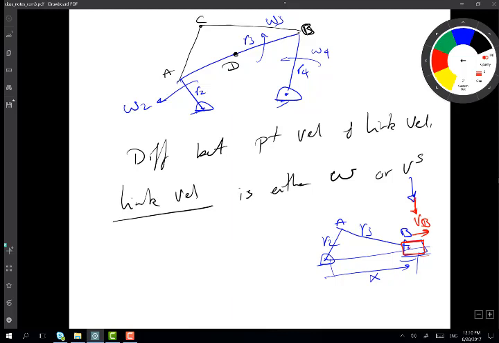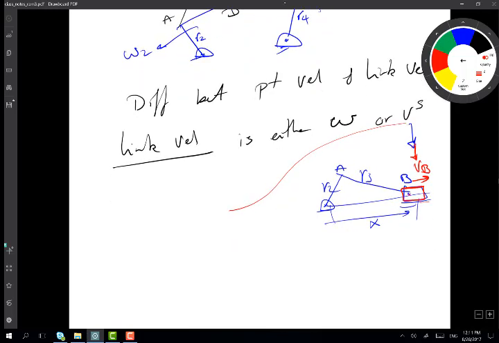And this V sliding, when I use it with a little s on top, will be in the context of sliding on a rotating link. If I have this link rotating like that, this is omega 2, this here is omega 4, and this distance r3 varies. This varying distance will create v sliding.